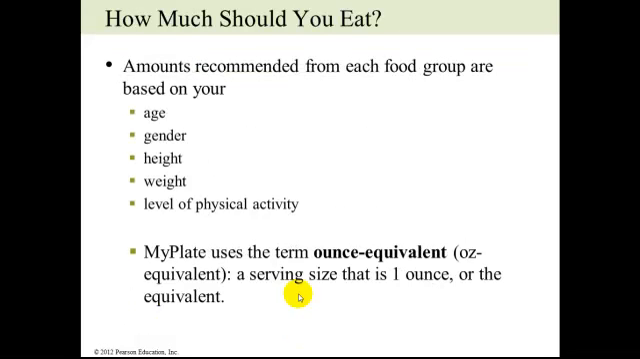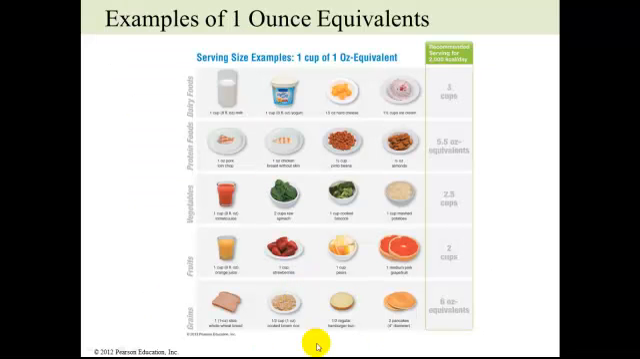Now, how much an individual should eat is based upon things like age, gender, height, and weight, and also level of physical activity. So the My Plate gives what are called ounce equivalents, and this is a way of measuring an equivalent of 1 ounce, simply because serving sizes varied for different kinds of foods. So this gives a nice little overview of what would be considered an ounce equivalent with approximate sizes.